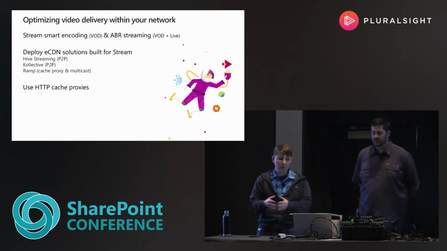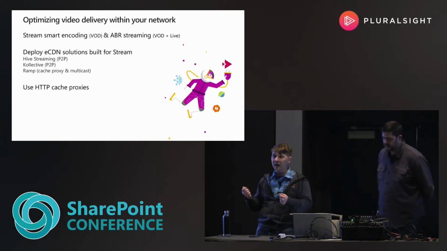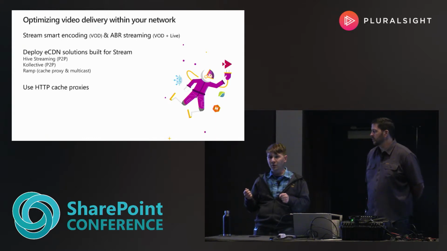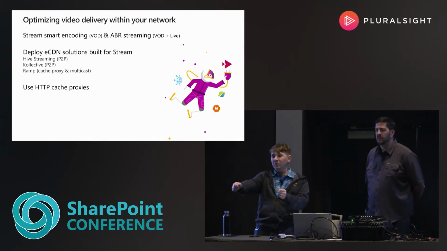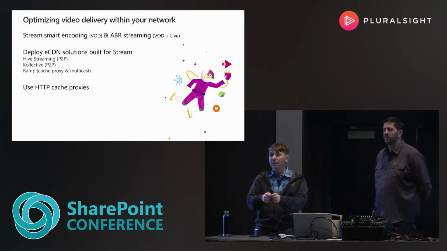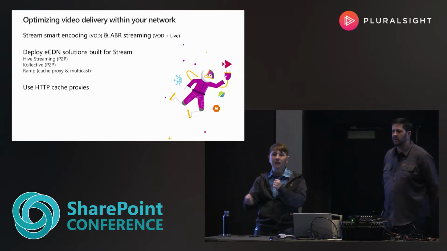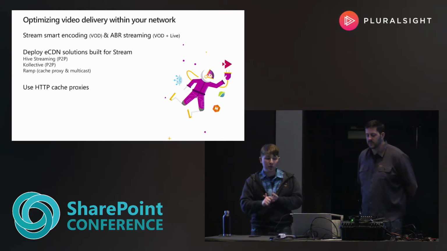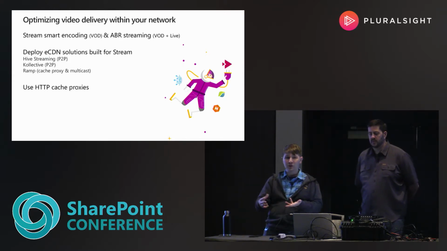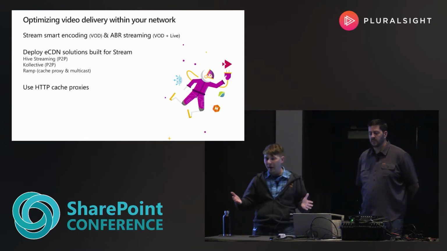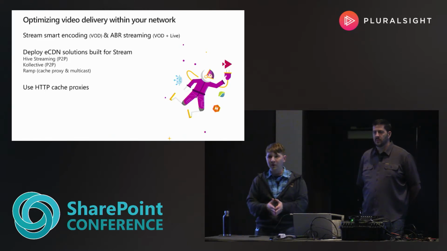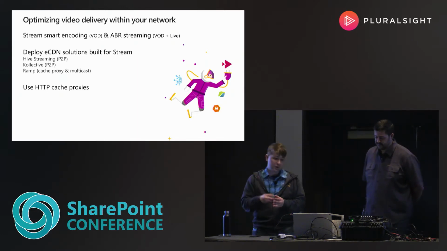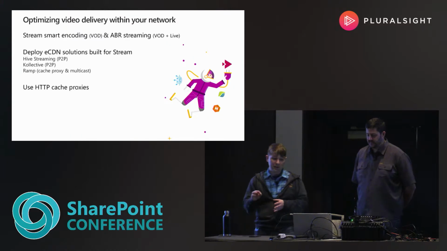And so there's 2 things you can do. One is you can use an HTTP cache proxy. So if you already have cache proxies in your system, you may have to do a little bit of SSL cert work. You find our URLs, do some cert work because we're sending over HTTPS, but you can use Blue Coat's or Riverbeds and get your content caching through there. So that's one option. The other option is to use an ECDN that was built for Stream and is pre-integrated. You have to go buy these solutions. We don't give them to you free as part of Office 365, but you can buy these solutions. So there's 3 that we work with today: Hive, Collective, and Ramp.